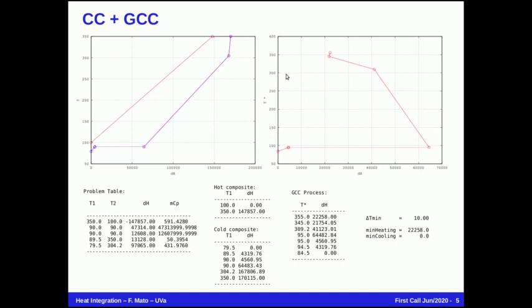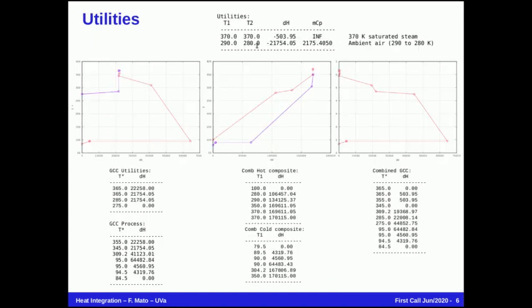Most of the heating can be supplied with cheap ambient air, but there is a small need at high temperature here. So we will need a small amount, just 500 watts or kilowatts of saturated steam that has temperature enough to do the job, and the rest is done with ambient air. And this is all. This is the cheapest set of utilities.